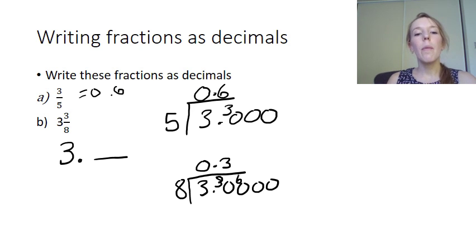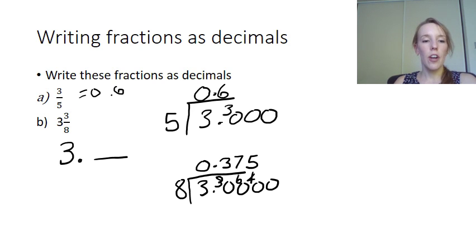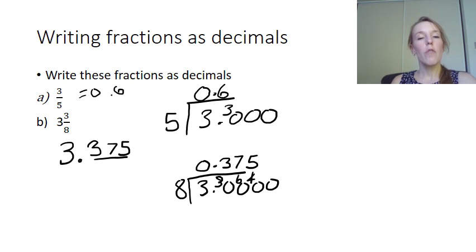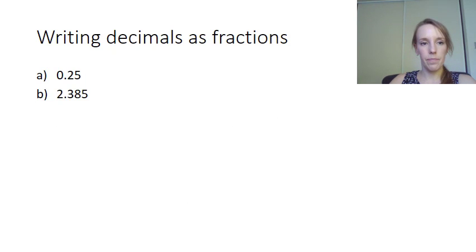There we go. And then we can do 60 divided by 8, which is, mental blank. So 60 divided by 8, what's that? 7. Okay. 4 left over, and then 40 divided by 8 is 5. So this will give us an answer of 3.375. So that's how we can convert from a fraction to a decimal. We just do the division there, and that will give us our answer.